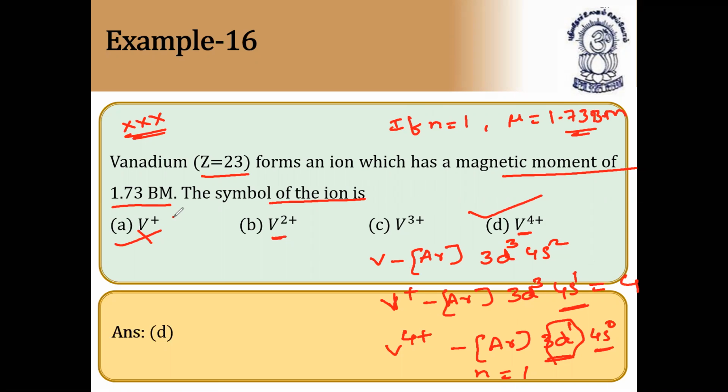First case, n is equal to how much? 4. Second case, n is equal to 2. Sorry, it is 3. Third case, it is 2. And fourth case, it is 1. So the answer is n is equal to 4, n is equal to 3, n is equal to 2, n is equal to 1.